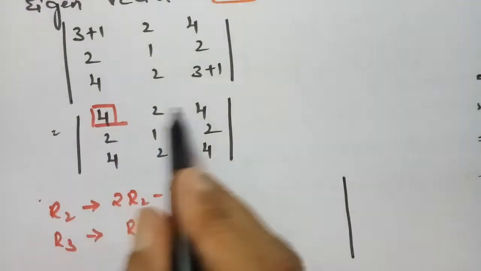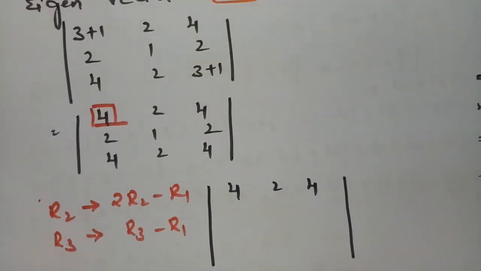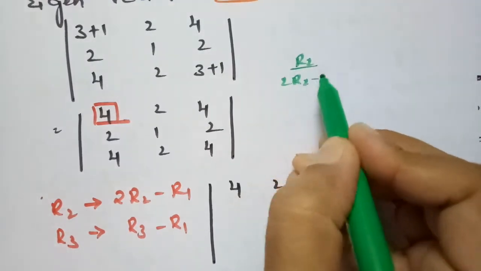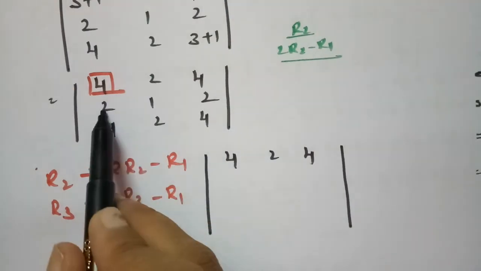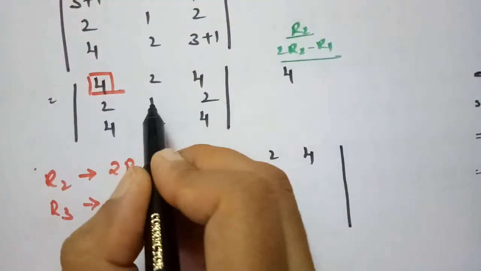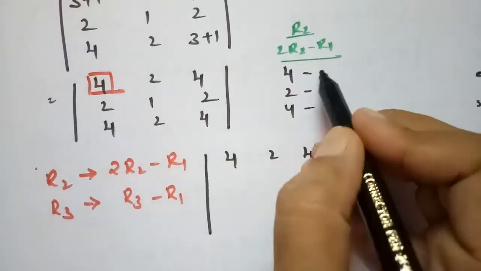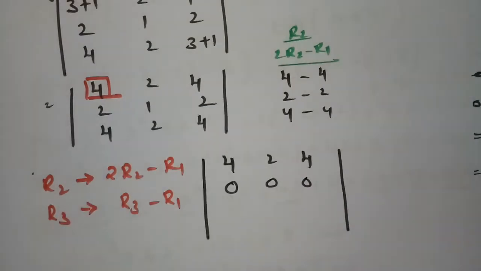Row 1 I am not disturbing. It will be like that, 4 2 4. And for the row 2 operation, this is the rough work I am using: 2 R2 minus R1. Row 2 I have to multiply with 2: 2 2s are 4, 2 1s are 2, and again 4, minus R1. What is R1 here? This is 4 2 4. So this will be 0 0 0.